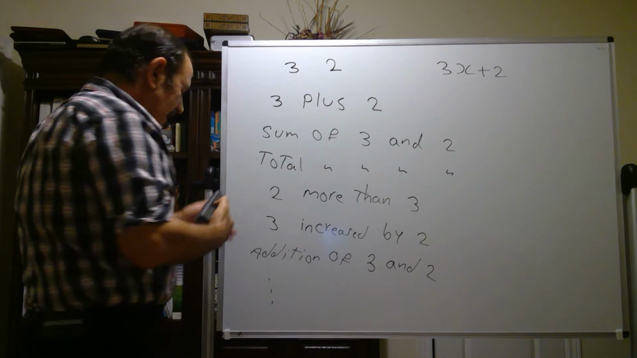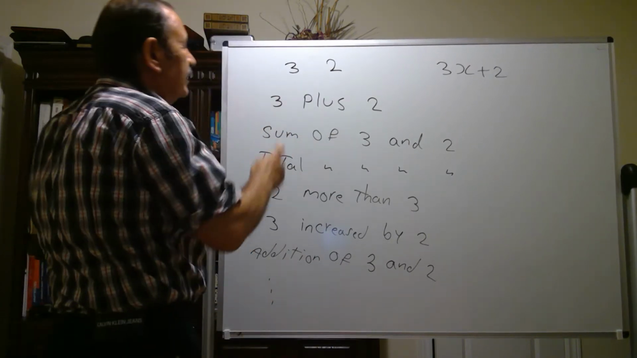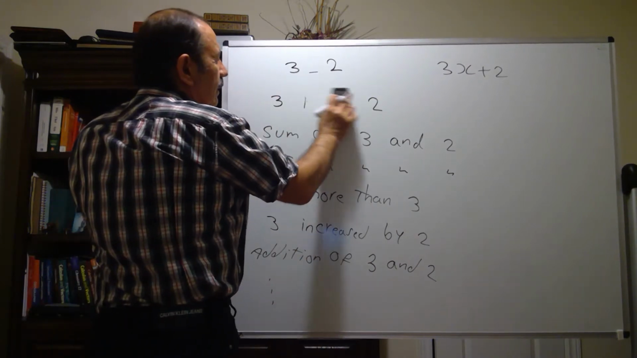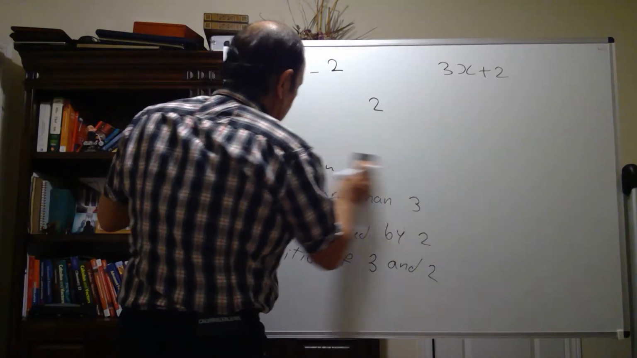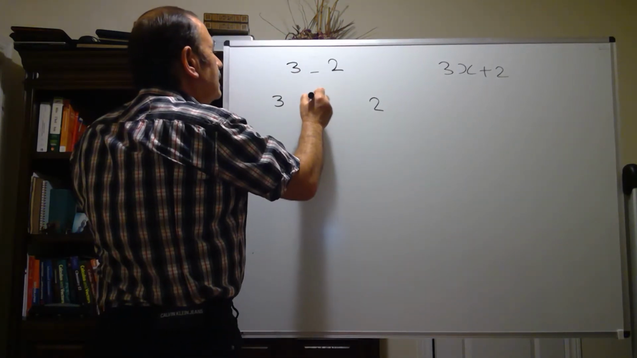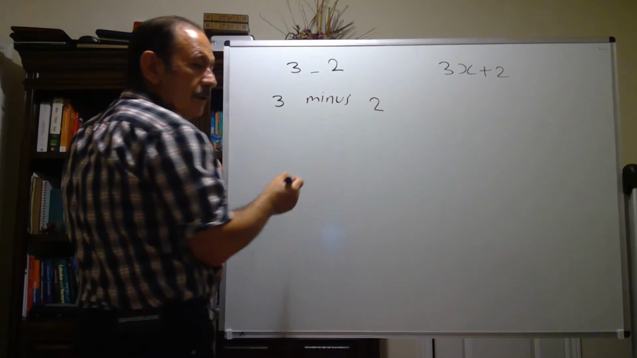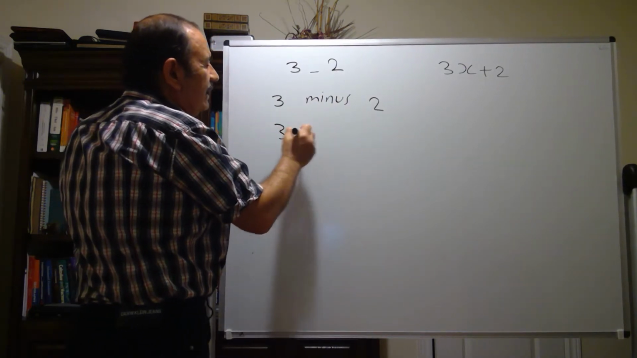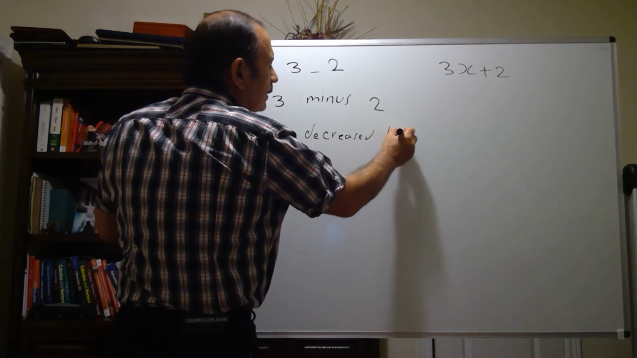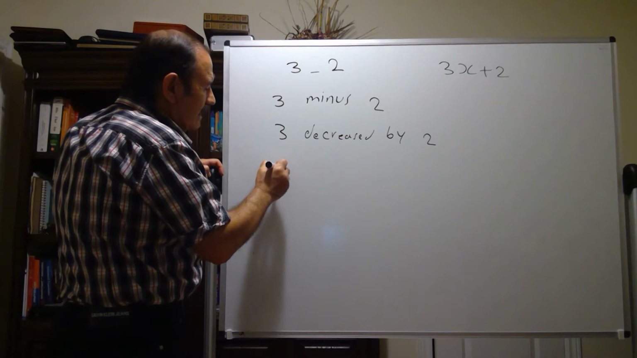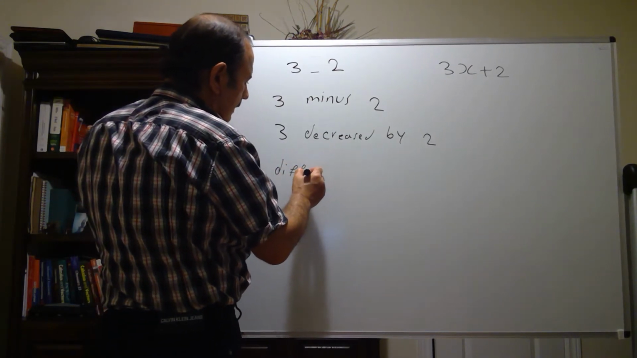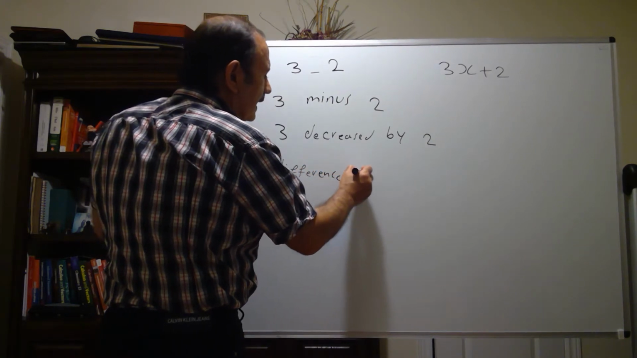For subtraction, 3 minus 2. We have different wording for subtraction. It can be 3 minus 2, 3 decreased by 2, difference of 3 and 2.